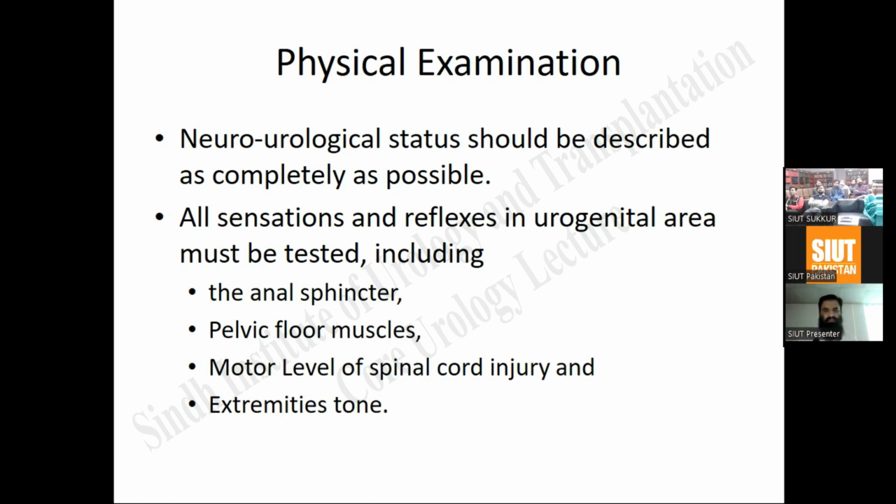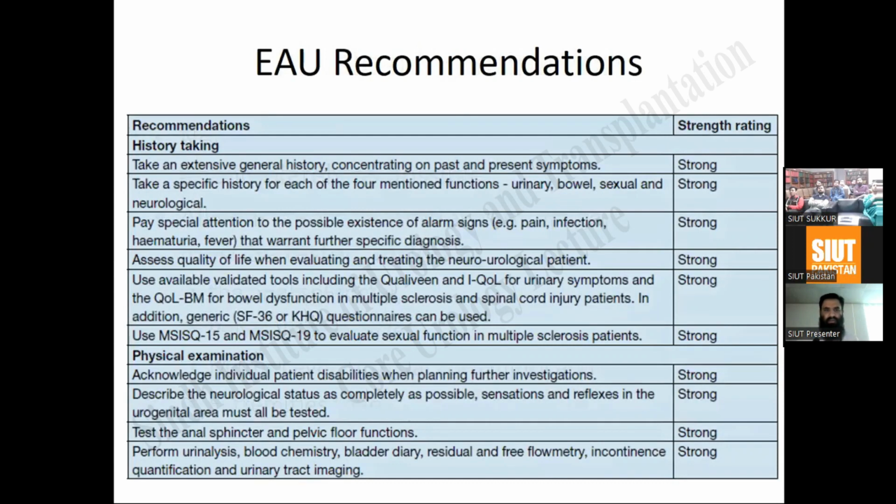In physical examination, we also ask the reflexes and sensations of the multiple genital area, testes, like the anal sphincter, pelvic floor muscles examination, and motor level of spinal cord injury and extremity tone. This is your recommendation about the history taking: general history, present and past, about the symptoms is strong, and mentioning of the urinary bowel, sexual and urological history is strong, and the possibility of alarm signs, for example, pain, infection, hematuria, and assessment of quality of life in the history is strongly recommended.